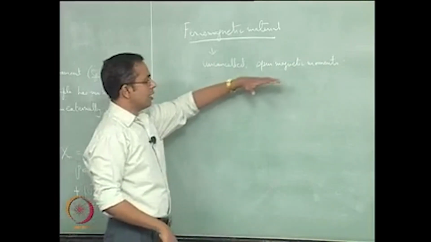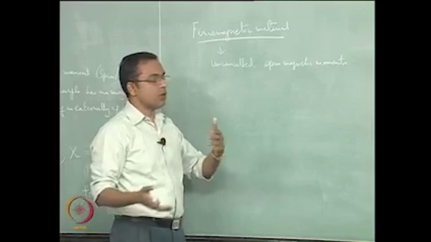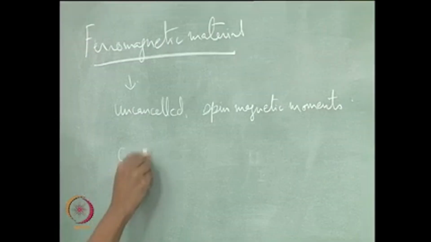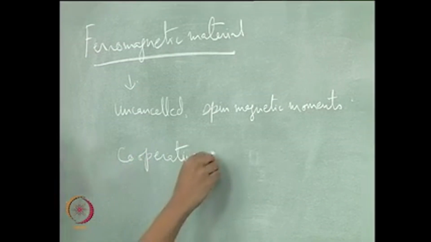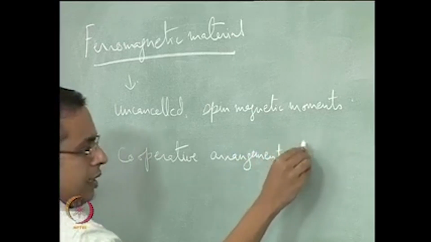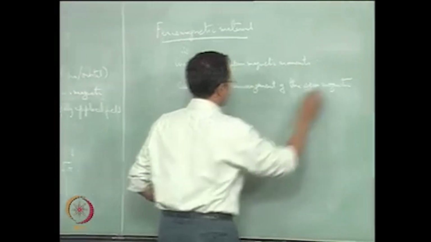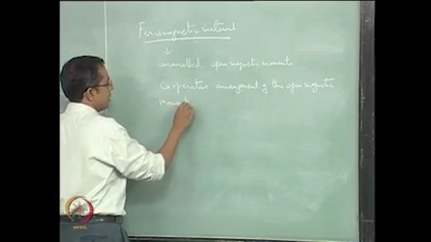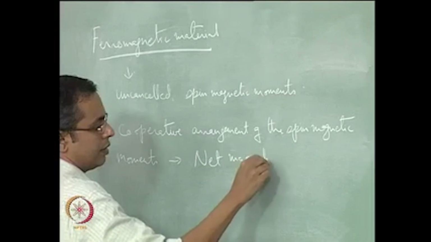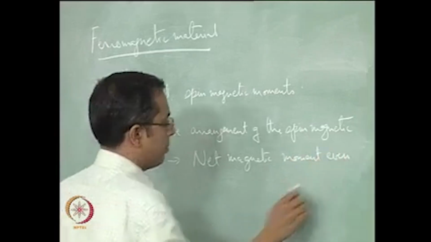But the main difference here is that even in the absence of a field, the spin magnetic moments interact with each other in their neighborhood, and several of them begin to align with respect to each other. So there is a cooperative arrangement of the spin moments such that there is a net magnetic response, a net magnetic moment, even in the absence of an applied field.